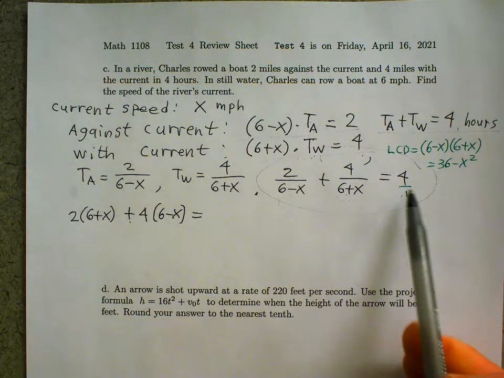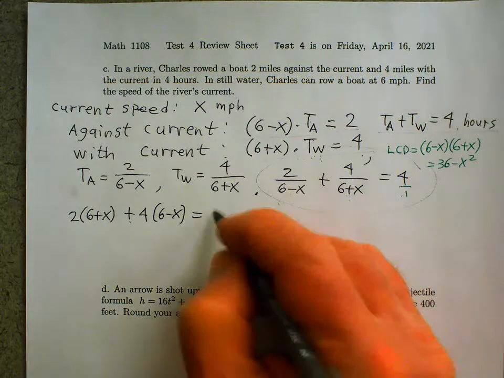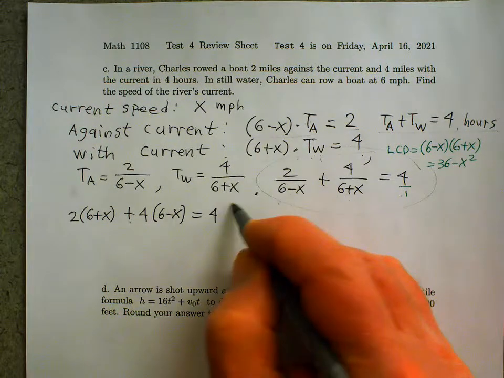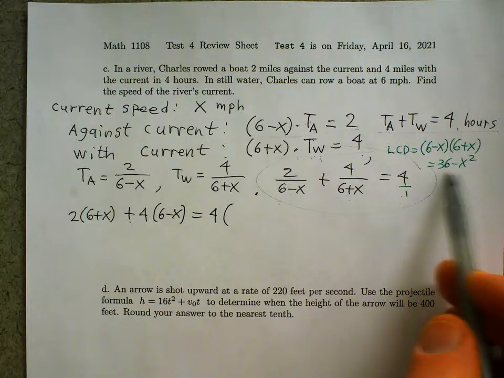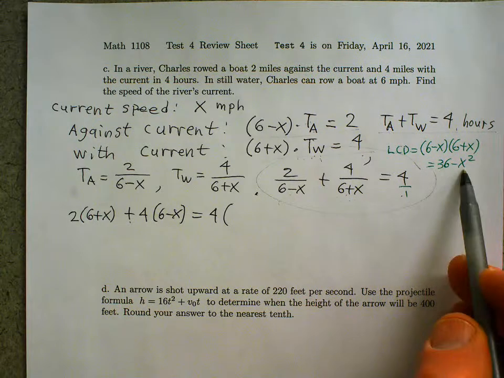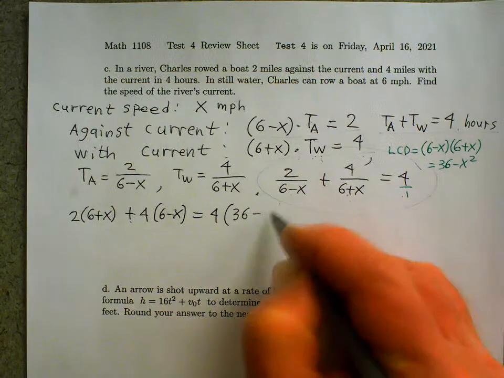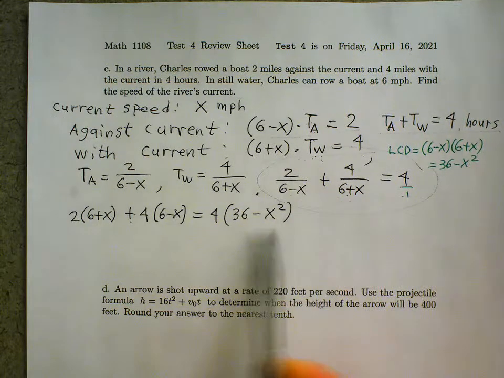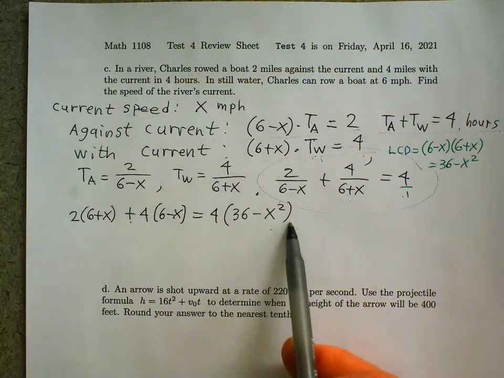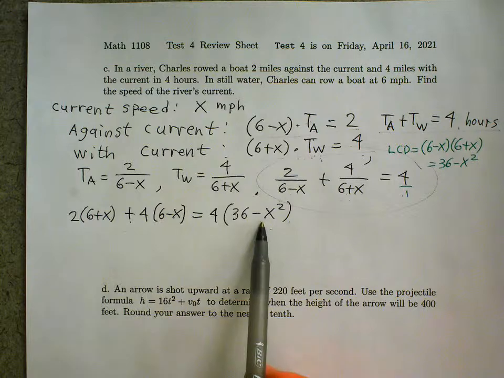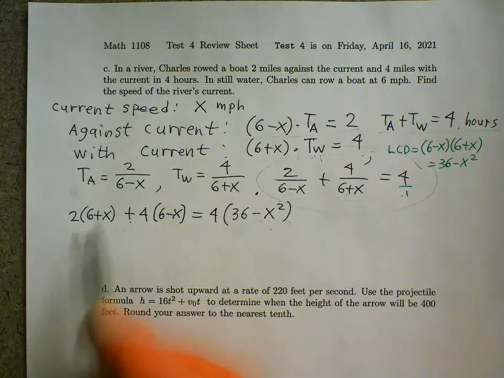And then on the right-hand side, we multiply 4 times the least common denominator. This time I'll write the least common denominator as 36 minus x squared. We don't get any cancellations this time. The resulting equation is a quadratic equation, so we'll multiply everything out.